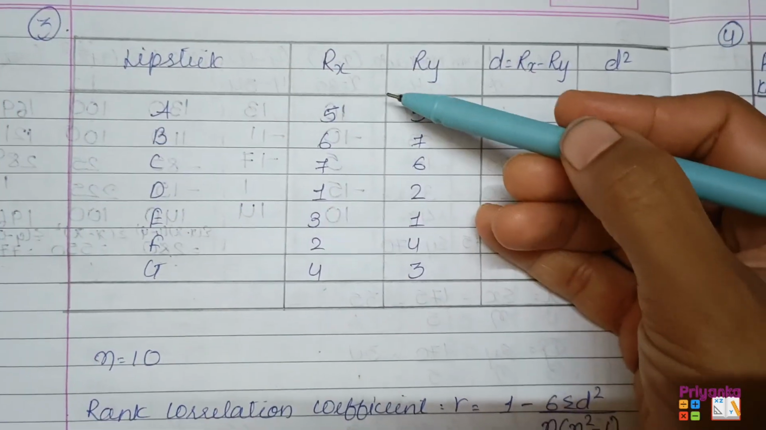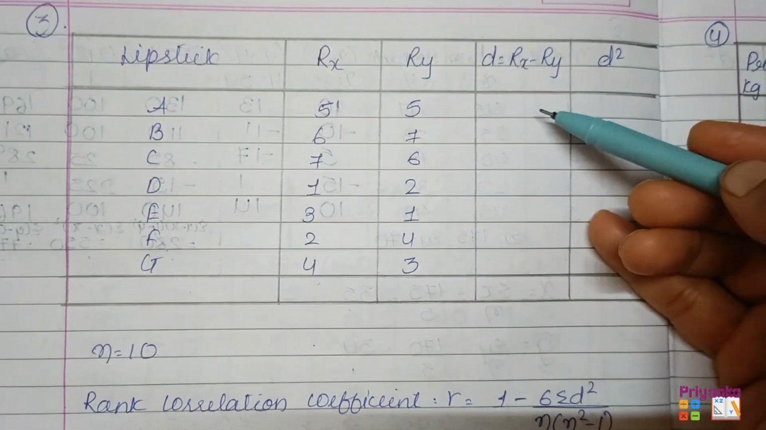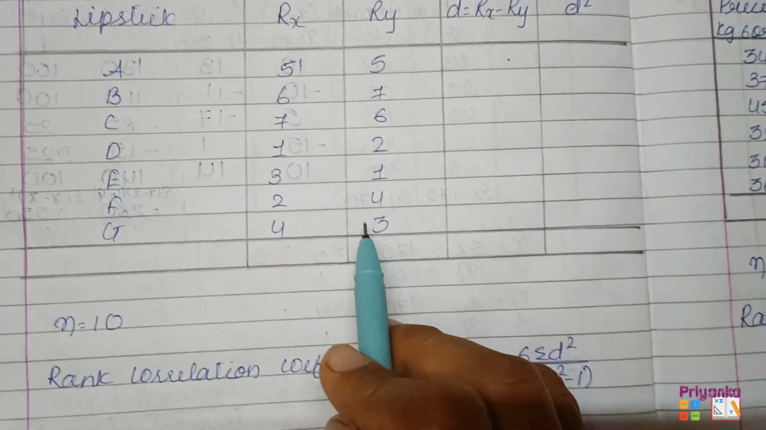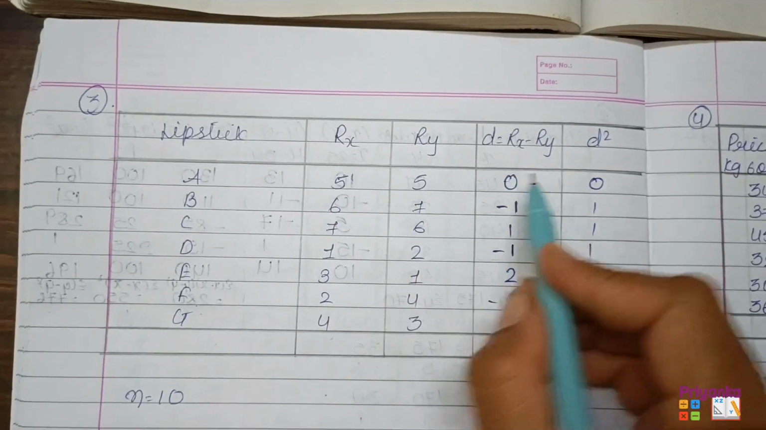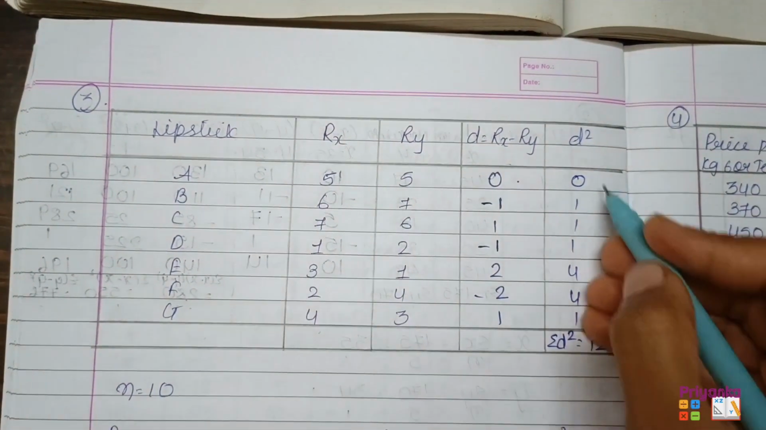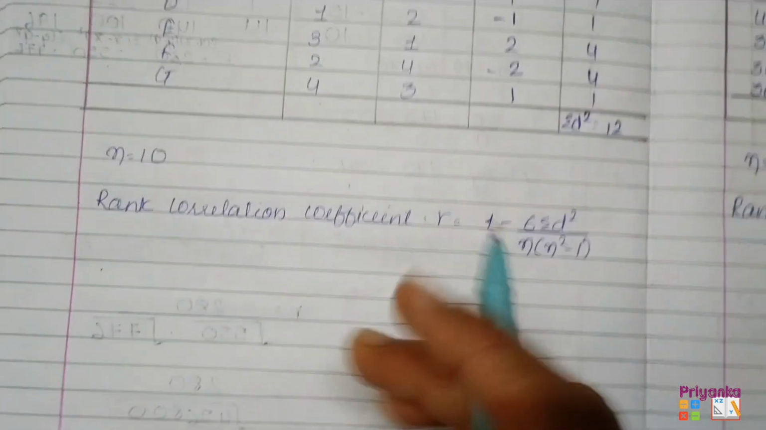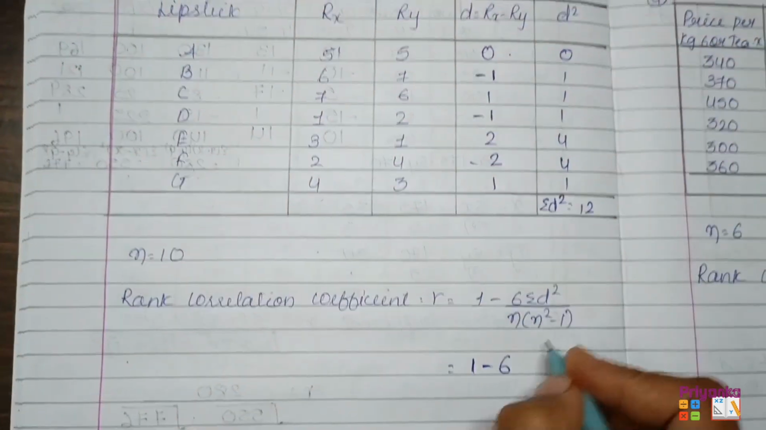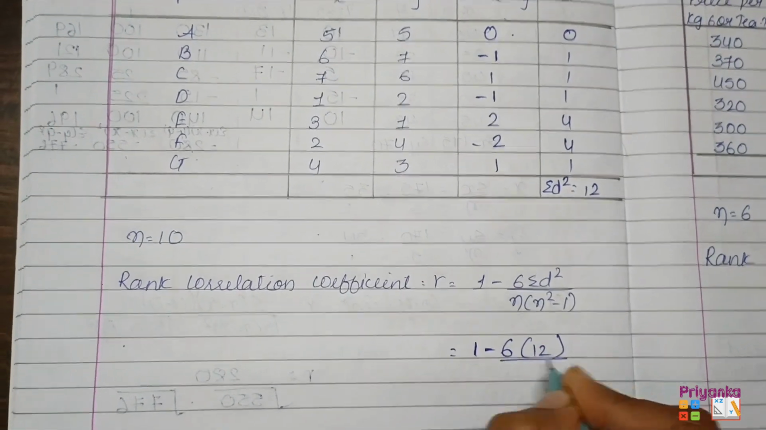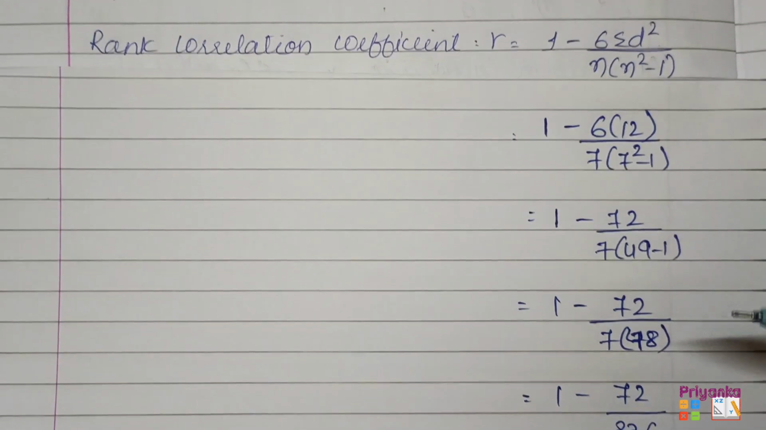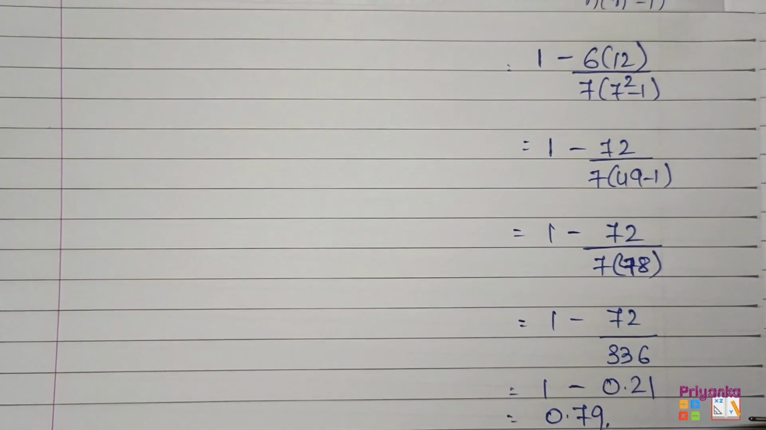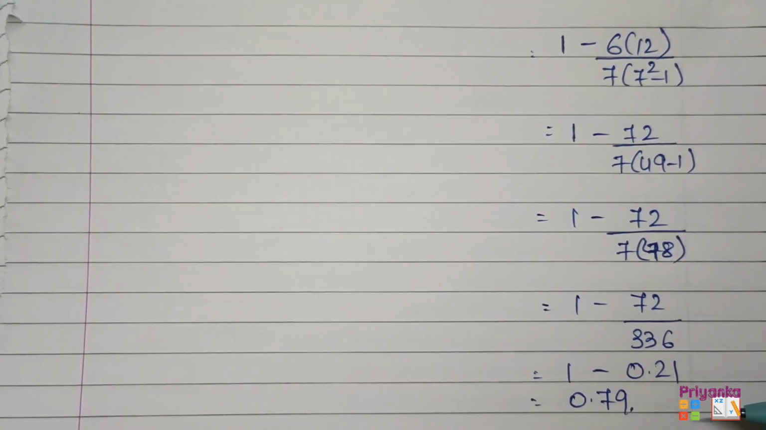So in this question, the rank is already given. We just have to find D, that's the subtraction of these columns. After subtracting, we get the answer for D, and we find D square. And let's put it into the formula. 1 minus 6 into 12. N is, just put the value into the formula, and here we got the answer 0.79. So just write down, hence the correlation coefficient obtained is 0.79.